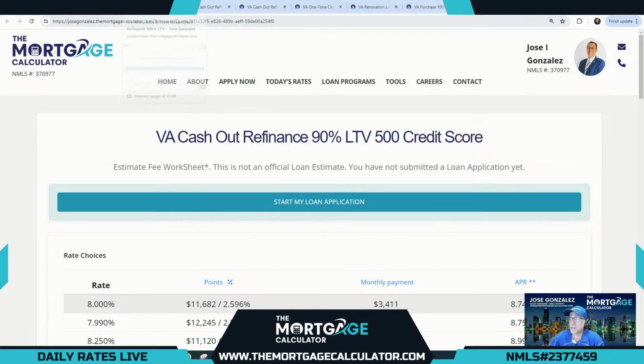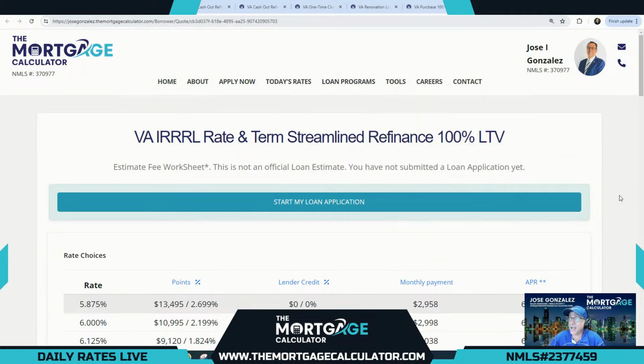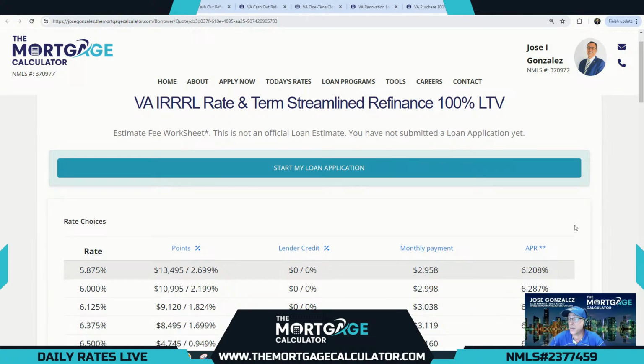And our last option is our VA Earl rate and term streamlined refinance. The Earl is an option that is only possible if you are currently in a VA loan. You want to refinance that VA loan to have a lower interest rate. And the reason it's streamlined is because you're not going to need an appraisal, and you're not going to need income qualifications either. It's a streamlined refi.